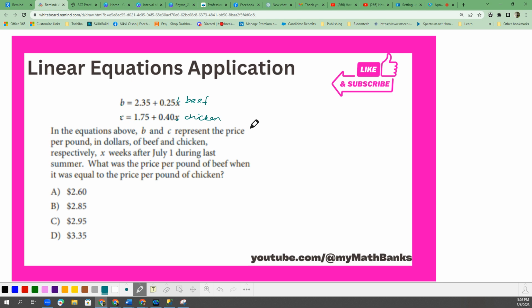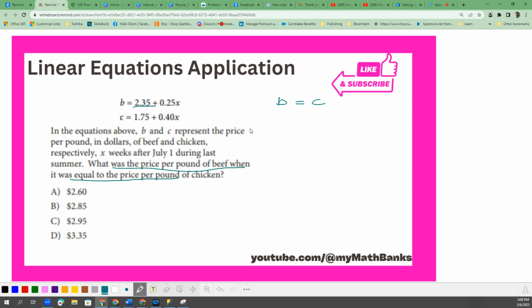Now, the question is: what was the price per pound of beef when it was equal to the price per pound of chicken? So when the price per pound of beef is equal to the price per pound of chicken, what is the price of beef? That's the question. Then you can say that B is equal to C, right? Because that's the price per pound of beef and this is the price per pound of chicken.